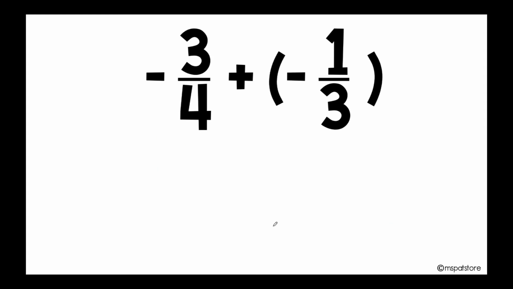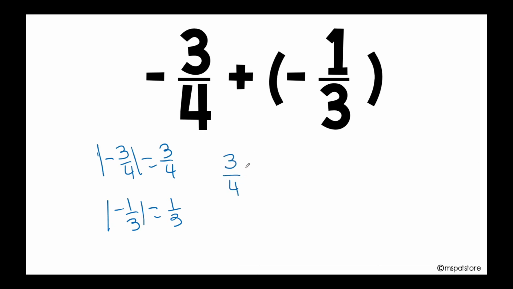Pause the video and try to do this example by yourself. All right, remember, find the absolute value of each one of them. Negative 3/4 will be positive 3/4. Negative 1/3 will be positive 1/3. After that, you need to add them because they have the same sign. So it will be 3/4 plus 1/3.